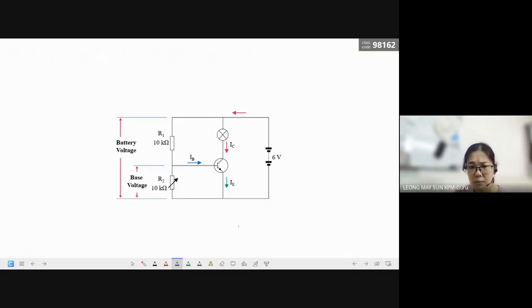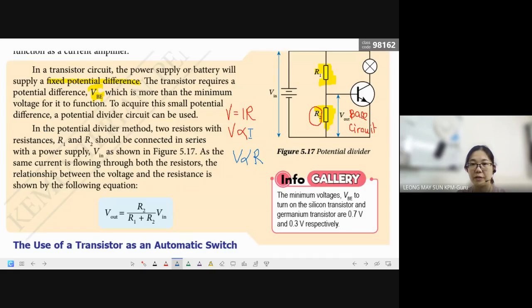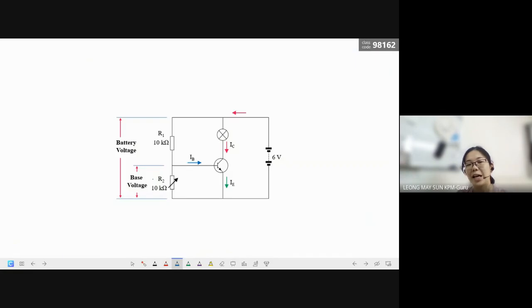Okay. This is another picture for potential divider. The main reason I take this picture compared to what we have just now is the position of the power supply, which is on the left hand side. Whether it's on the left or on the right hand side, it's actually the same thing, but it's easier for me to explain when the power supply is on the right hand side.